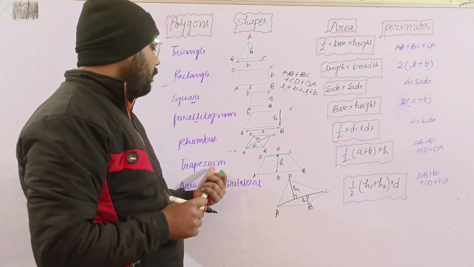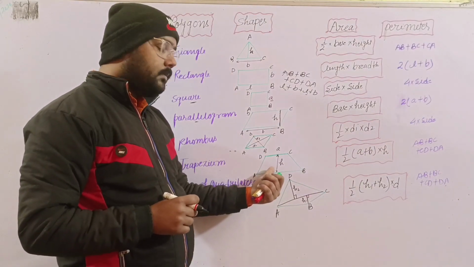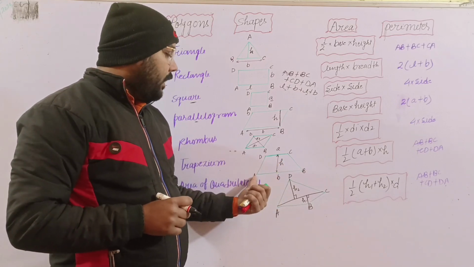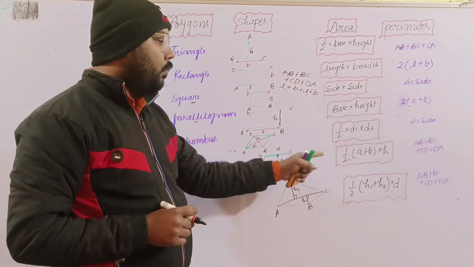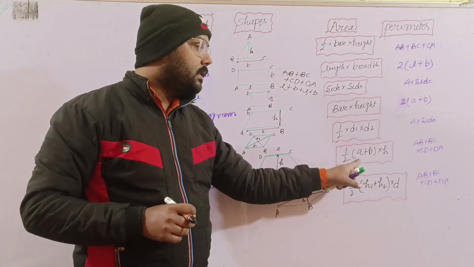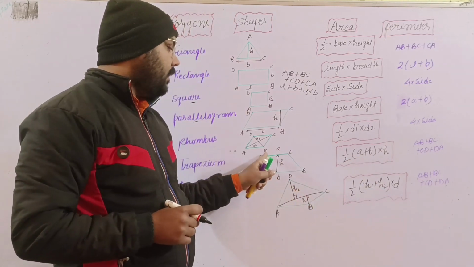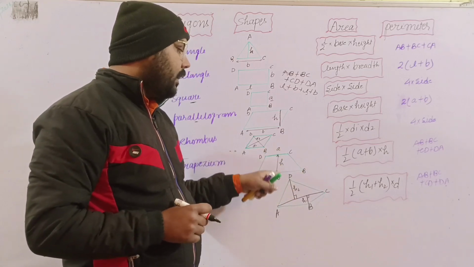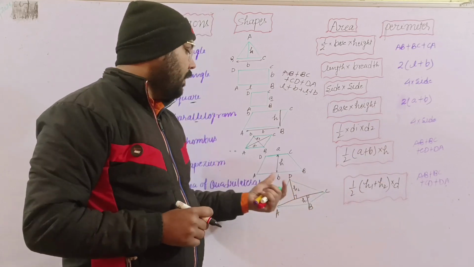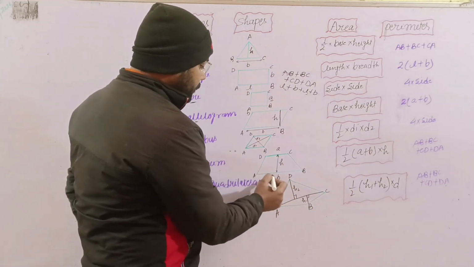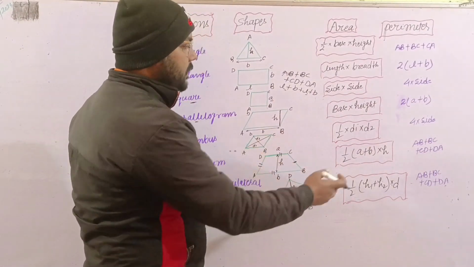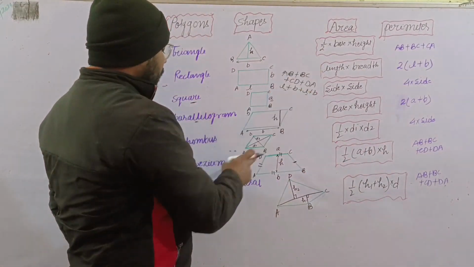So finally, trapezium. What is a trapezium? Trapezium is a closed figure of four sides in which one pair of sides is parallel. So ABCD is a trapezium here. The area is 1 by 2 sum of parallel sides into height. I'm repeating once: sum of parallel sides into height. And here you can see A and B, these lines are parallel to each other. So A plus B multiplied by height. And AB plus BC plus CD plus DA is the perimeter of the trapezium.